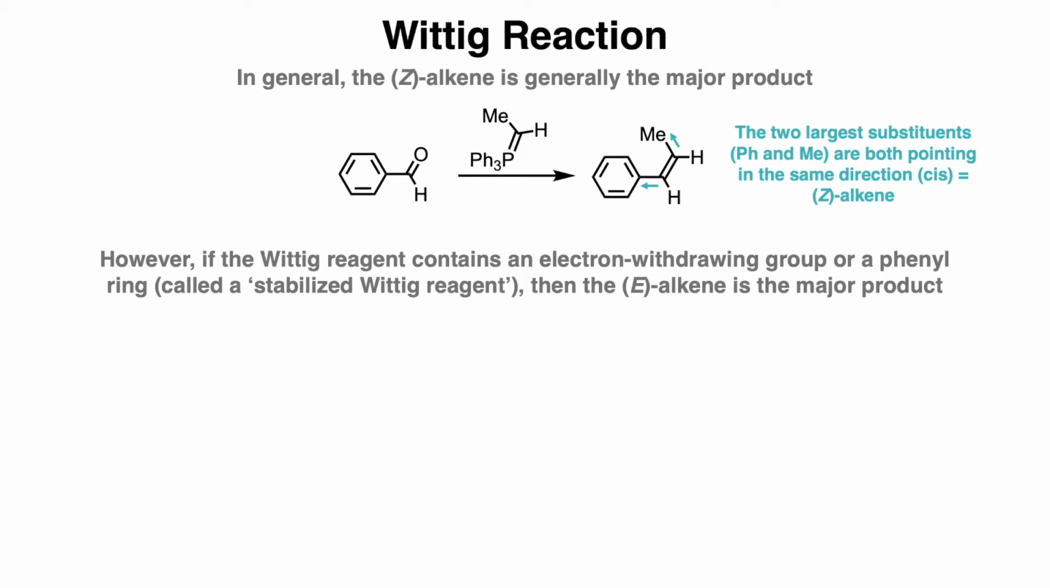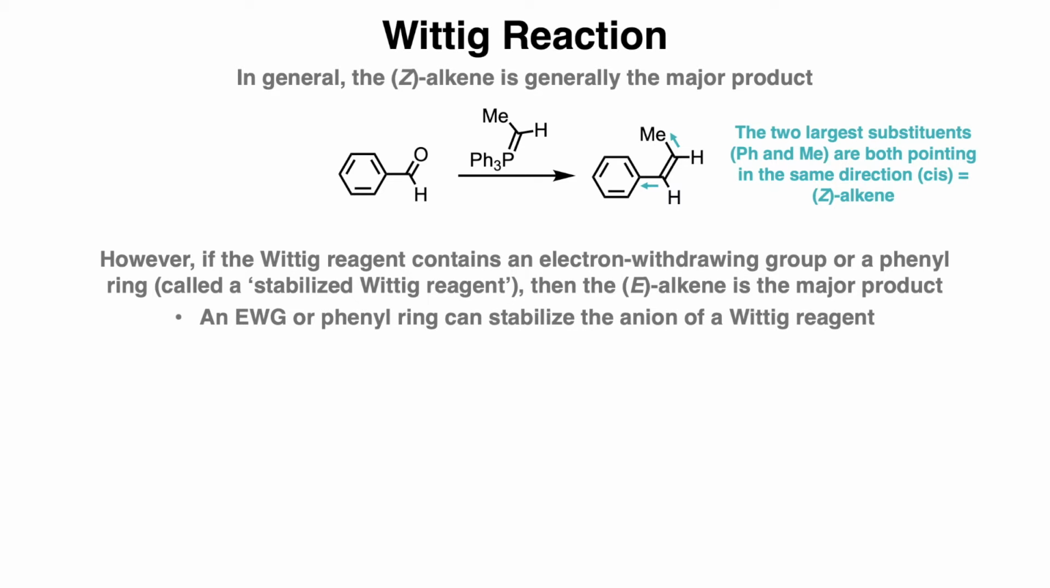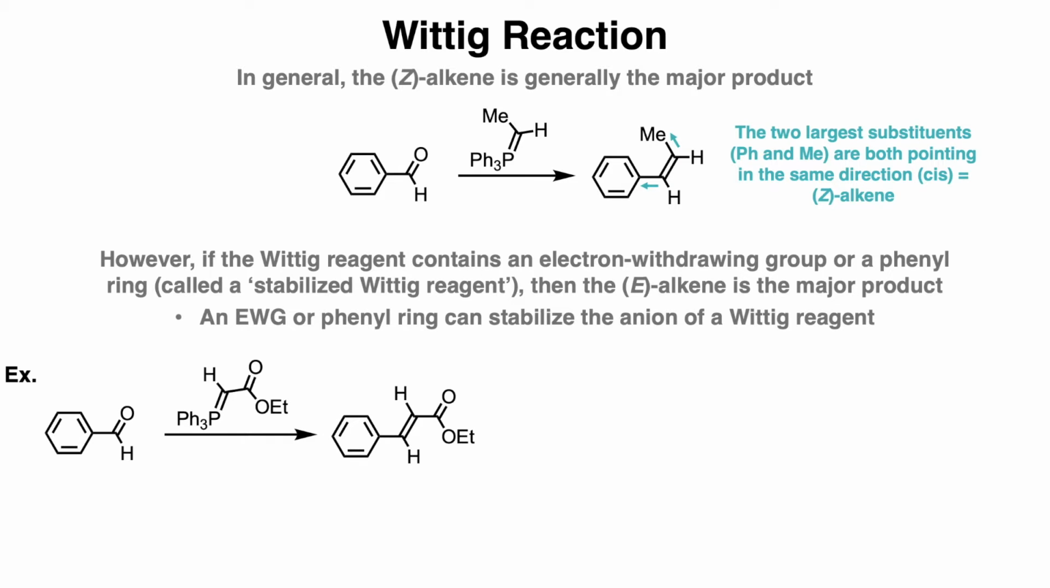However, if the Wittig reagent contains an electron withdrawing group or phenyl ring, which is also called a stabilized Wittig reagent, then the E-alkene is the major product. This is because an electron withdrawing group or phenyl ring can stabilize the anion of a Wittig reagent due to resonance. In this next example, notice that the Wittig reagent contains an ester group, which is an electron withdrawing group.